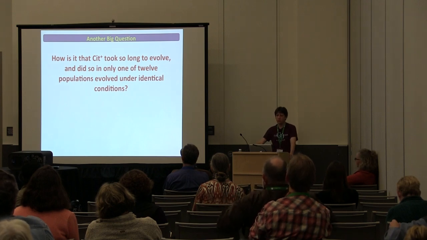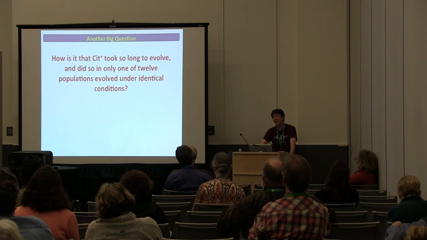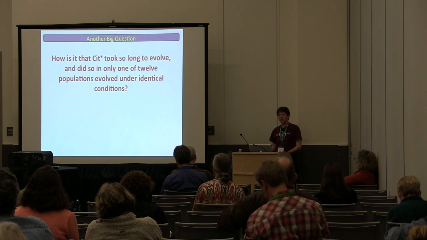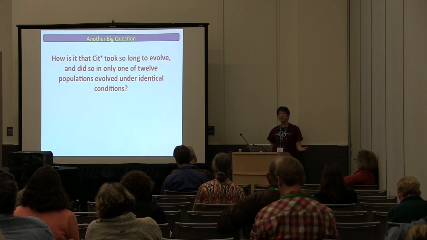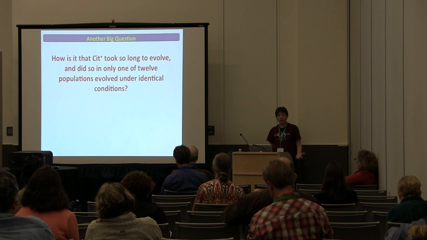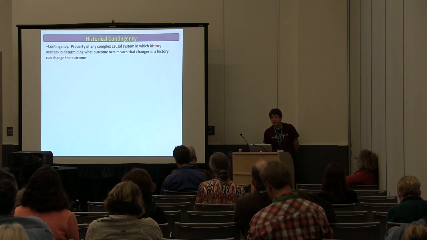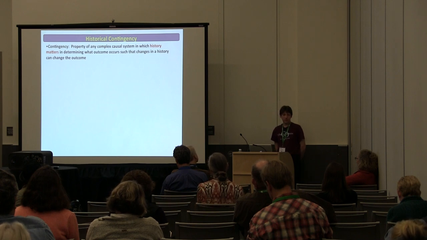Shifting gears, there's another big question. Why the heck did surplus take so long to evolve? There's that huge mass of potential food there, but it took almost 15 years and it only happened once among 12. So what gives? Well, to get to this, we have to discuss something called historical contingency.